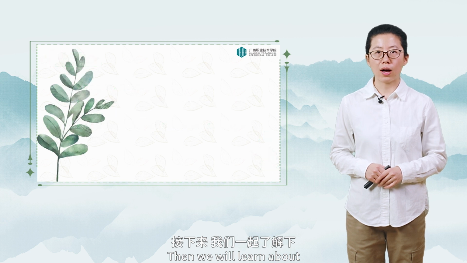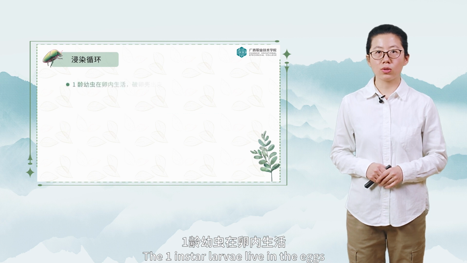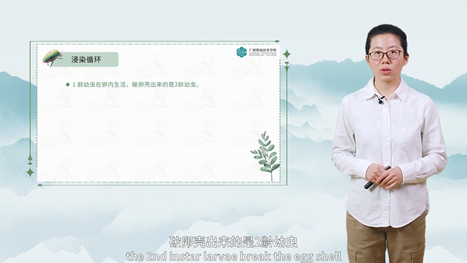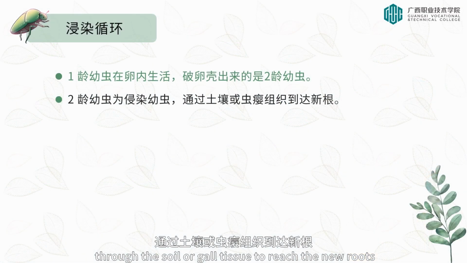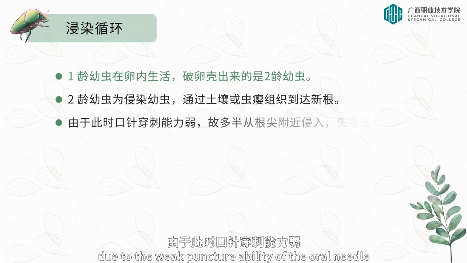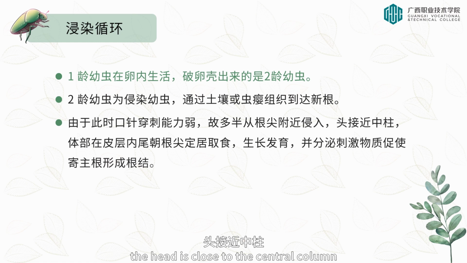Then we will learn about the tea root knot nematode infection cycle. The first instar larvae live in the eggs. The second instar larvae break the eggshell. And the second instar larvae begin to infect through the soil or gall tissue to reach the new roots. Due to the weak puncture ability of the oral needle, it is likely to invade from near the root tip. The head is close to the central column. The body is in the cortex. The tail is settled toward the root tip to feed, grow and develop, and secrete stimulants to promote the host root to form a root knot.